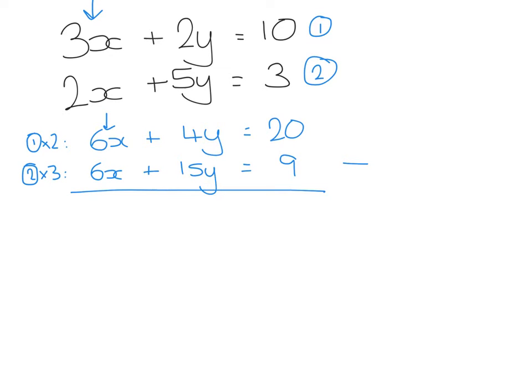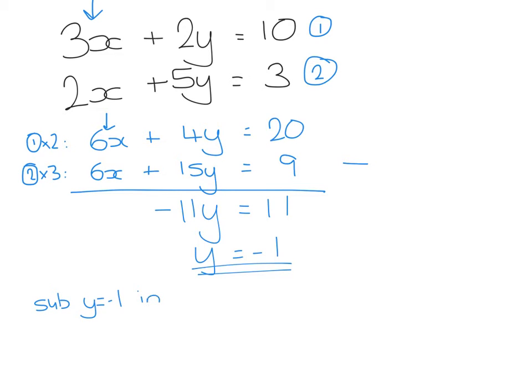4y minus 15y gives us minus 11y. And 20 minus 9 gives us 11. So now I've just got an equation in y to solve, so I can say that y is equal to minus 1. To get x now, I'm going to sub y equals minus 1 into one of my earlier equations.